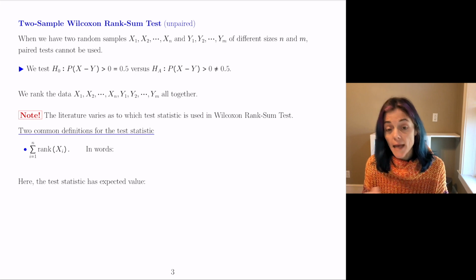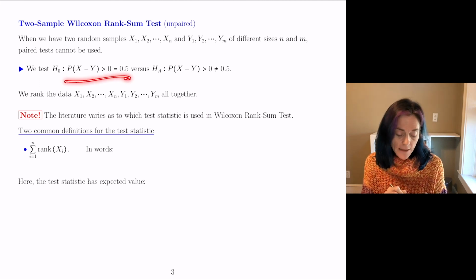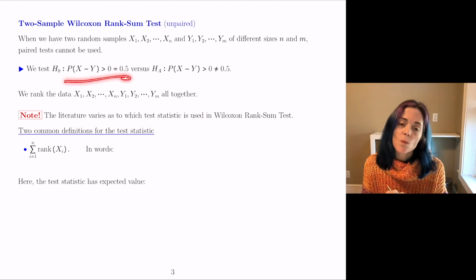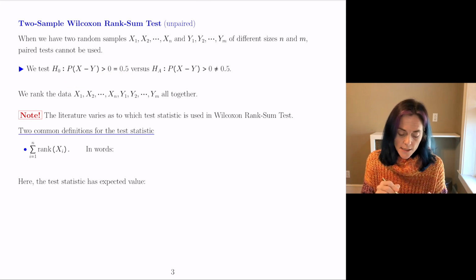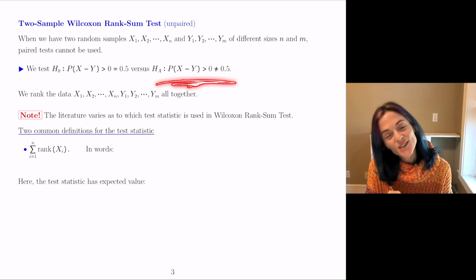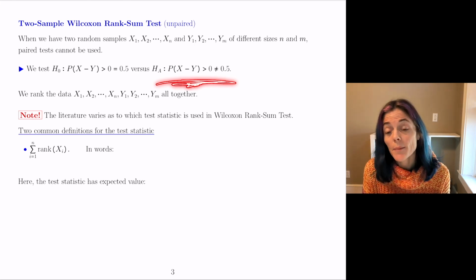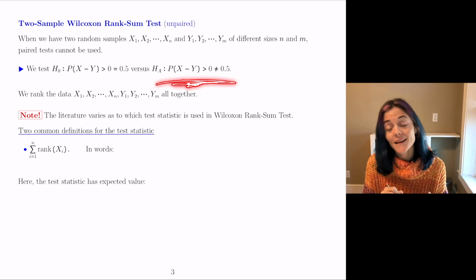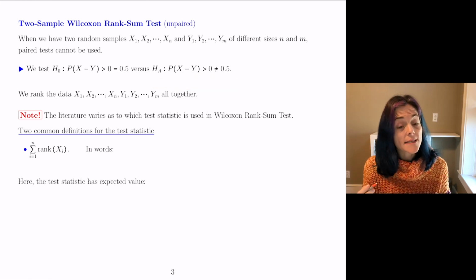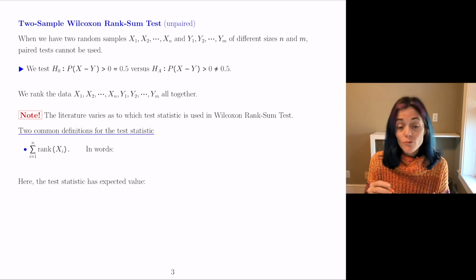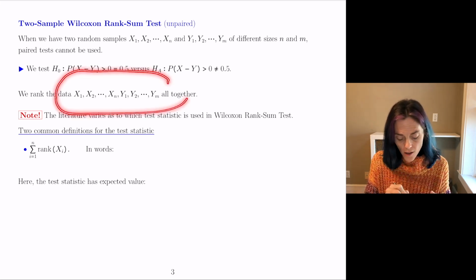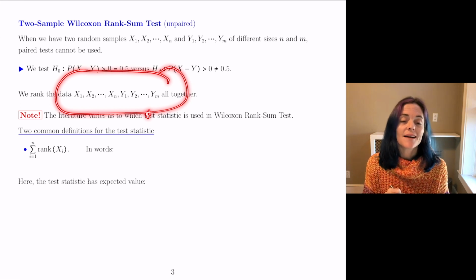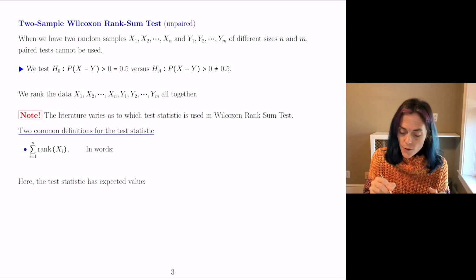However, we can still test this null hypothesis: the probability that x minus y is positive equals 1/2, versus, and here is our two-sided alternative at least, the probability that x minus y is positive is not equal to 1/2. For the Wilcoxon Rank-Sum Test, we rank all of these data values together, x1 through xn and y1 through ym, under the null.